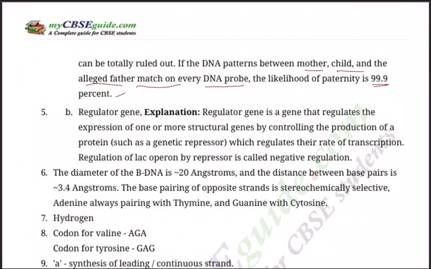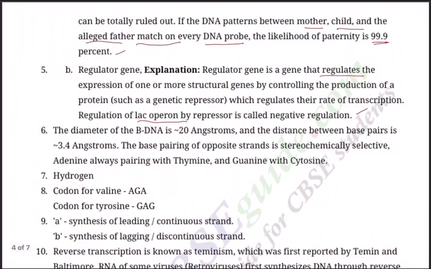Question number 5: Regulatory gene. A regulatory gene is a gene that regulates the expression of one or more structural genes by controlling the production of a protein such as a genetic repressor, which regulates the rate of transcription. Regulation of the lac operon by a repressor is called negative regulation. So you need to draw both diagrams, lac operon positive regulation and lac operon negative regulation. Then you can understand this concept clearly.